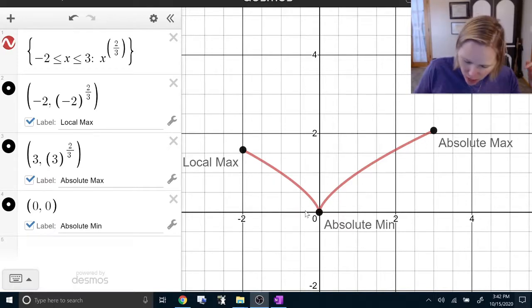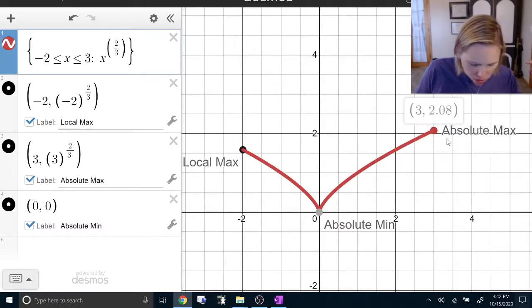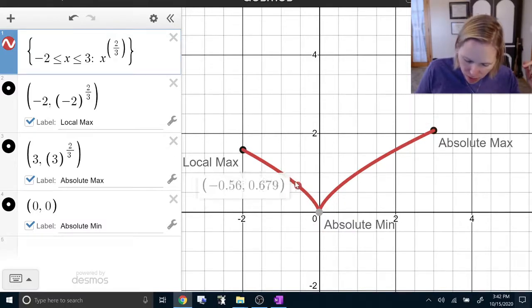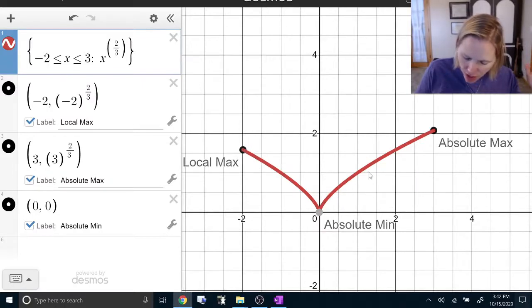So here we go. We have an absolute minimum down here at (0, 0). And as we scroll our curve, we get up here. Sure enough, 3.208. That's that 3 to the 2/3 power. Same thing's going to happen over here. We've got our other maximum. And we can see that it's a maximum value because on the left I'm coming down. On the right it's a max because I'm going up to it. So it depends on what endpoint you're looking at.